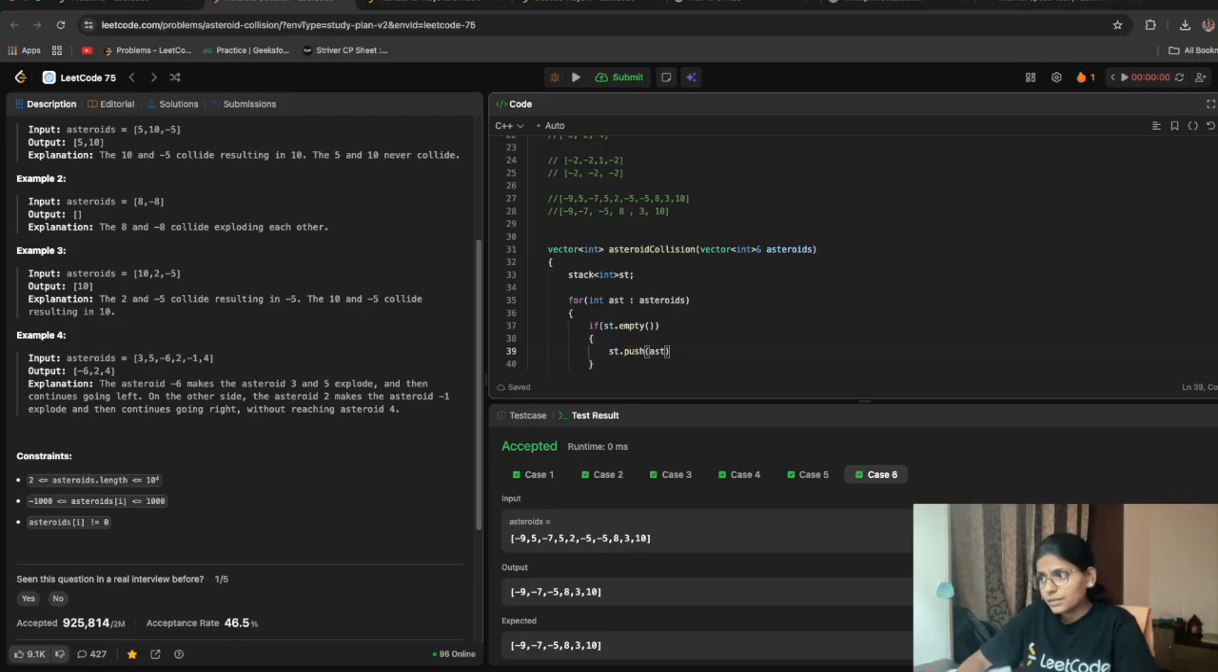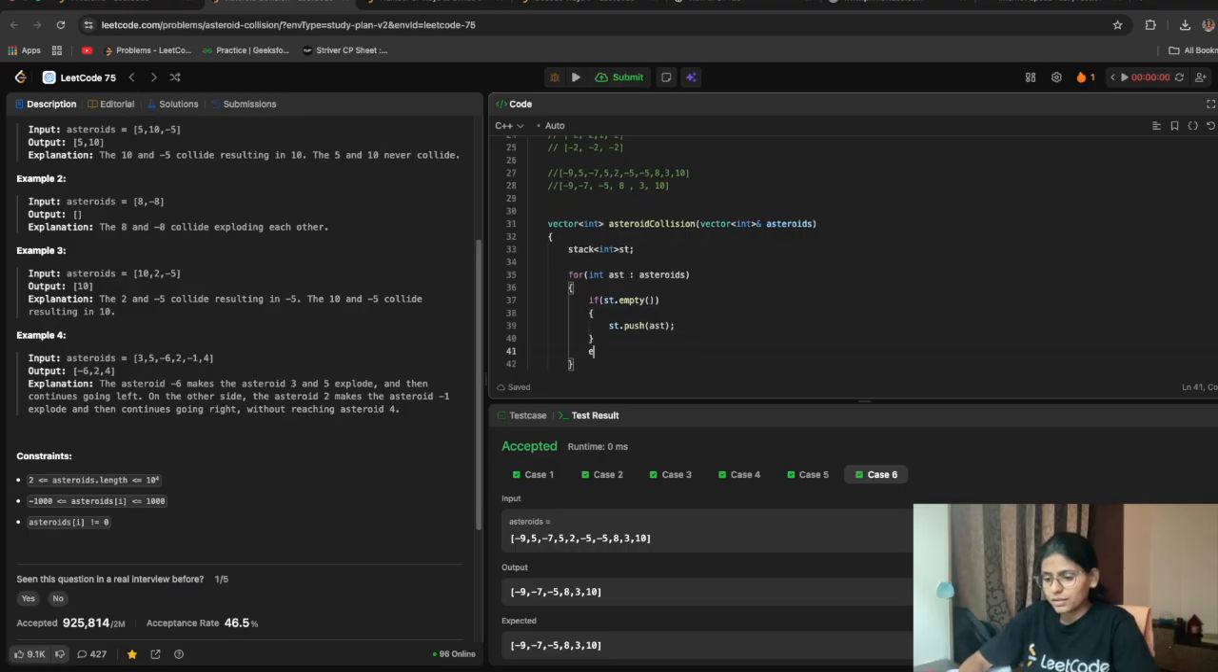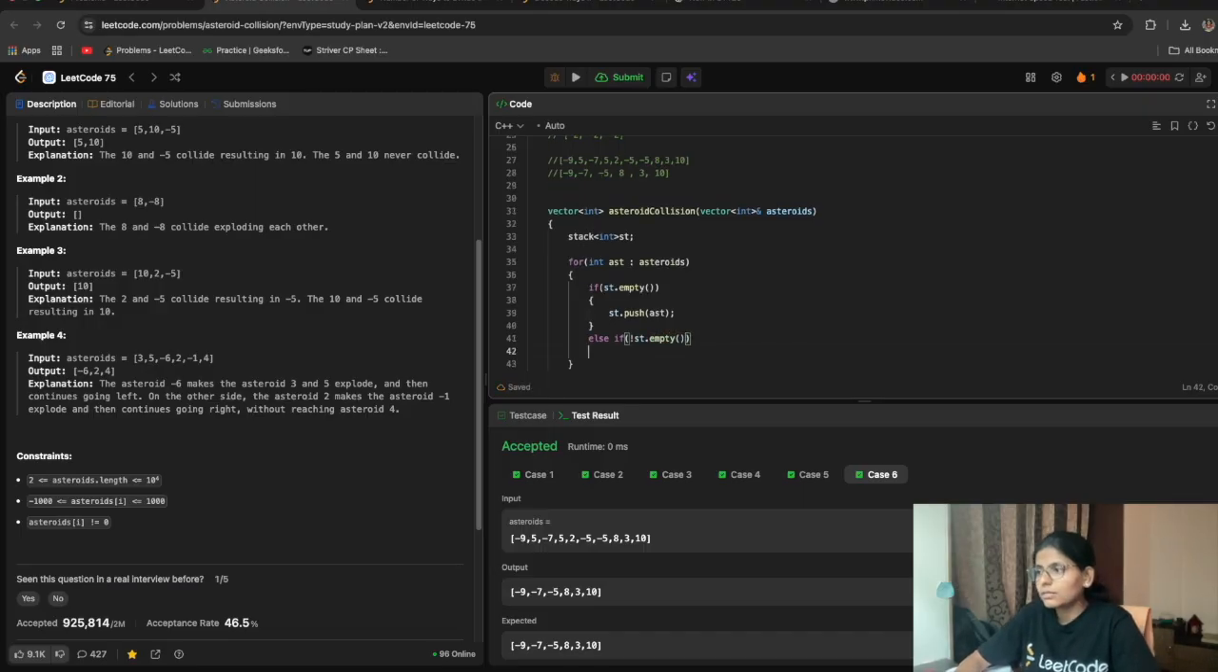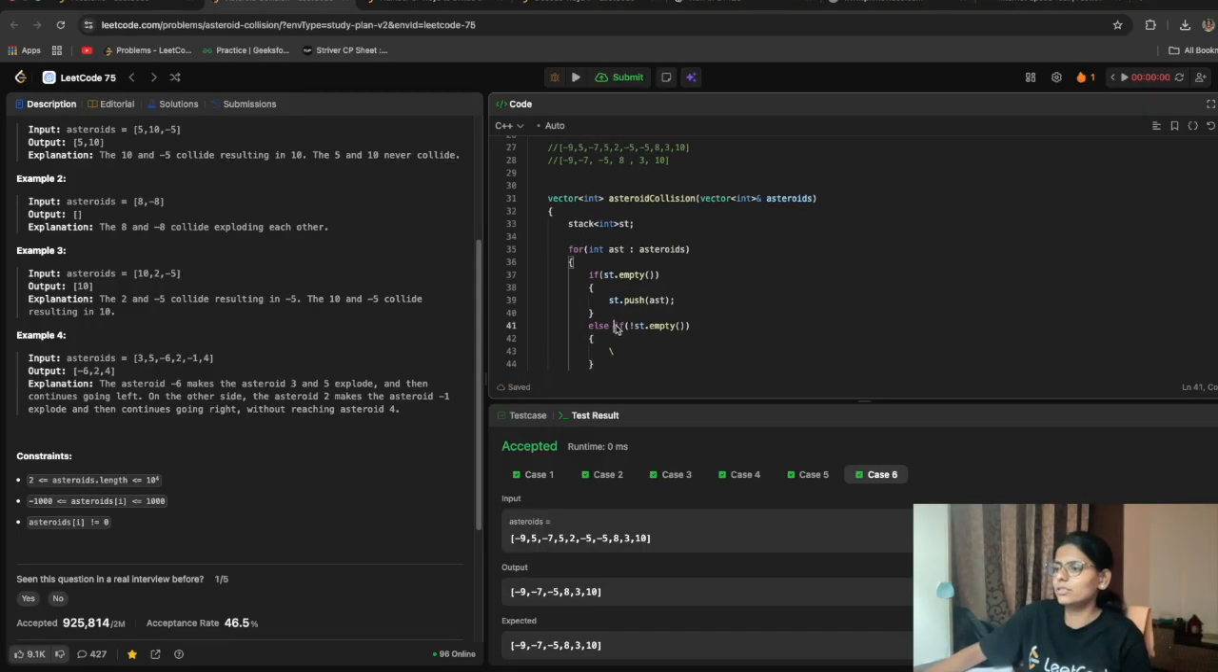And if it isn't empty, if my stack isn't empty, then I mean, if I do just else, that is also fine. Because there will be only these two conditions: it is empty or it is not empty. So if it is empty, we'll just push that asteroid. If it isn't empty, then what we have said is that collision will occur until the condition is satisfied.